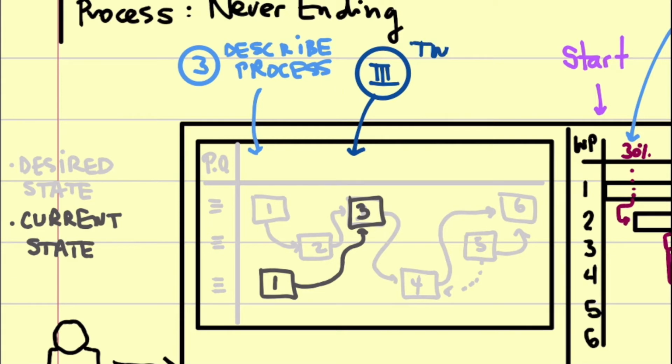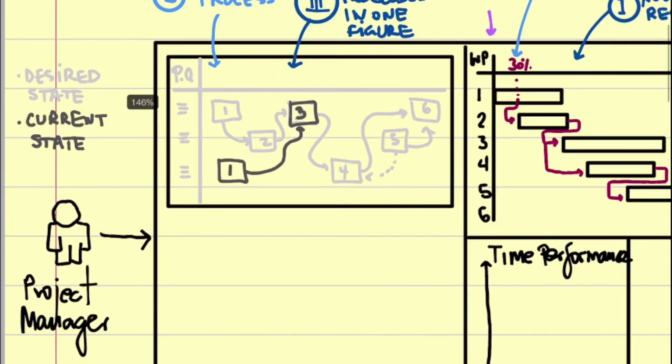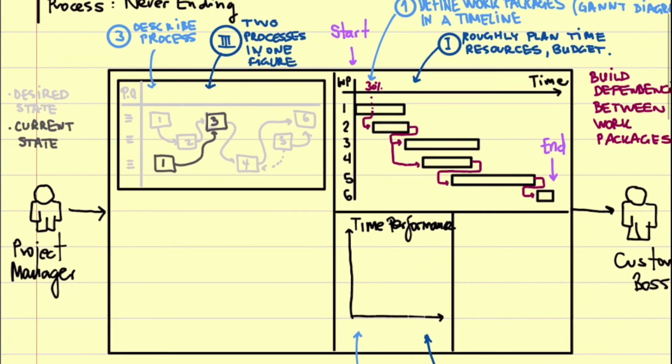And what we do here is to describe two processes in one figure. Two processes in one picture. I'm sorry, my writing is not so good because I have to write vertical. Okay, so far we cool?